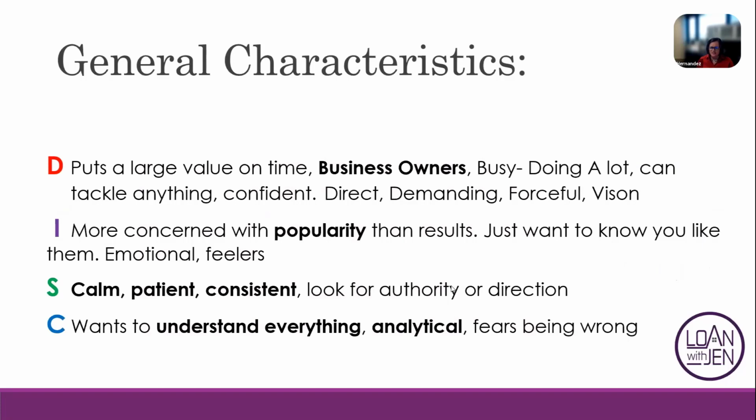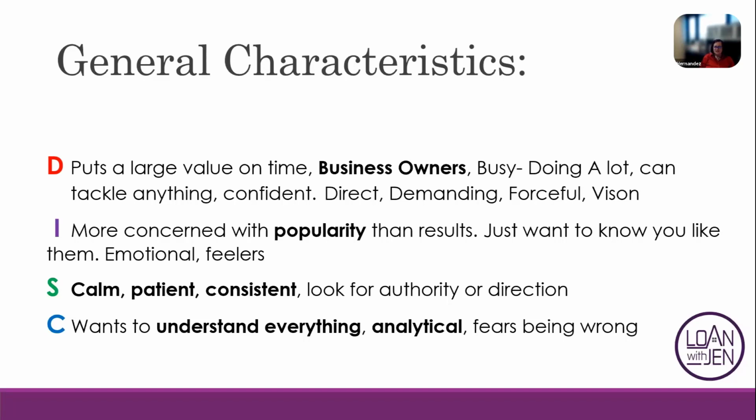Okay, general characteristics, just going through this again. I'm trying to be repetitive so that you can memorize this and be like, okay, they're a D, they're an I. So again, the D puts a large value on time. They want to get through it as quickly as possible. A lot of business owners are Ds. They like to take charge. They're busy doing a lot of things. They tackle anything. They're confident, direct, demanding, forceful. They have vision. They can see the future. That's a D, more than likely.